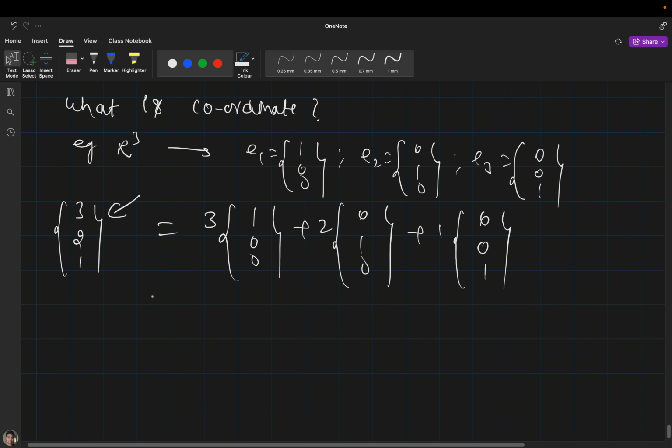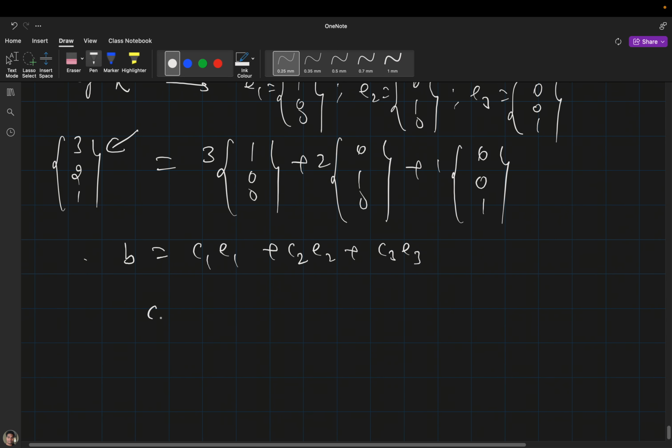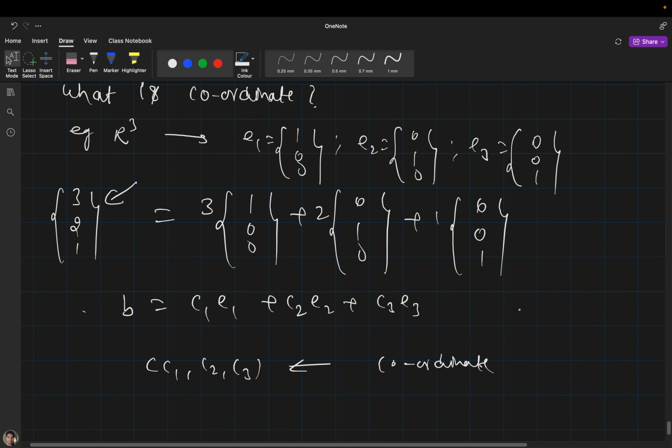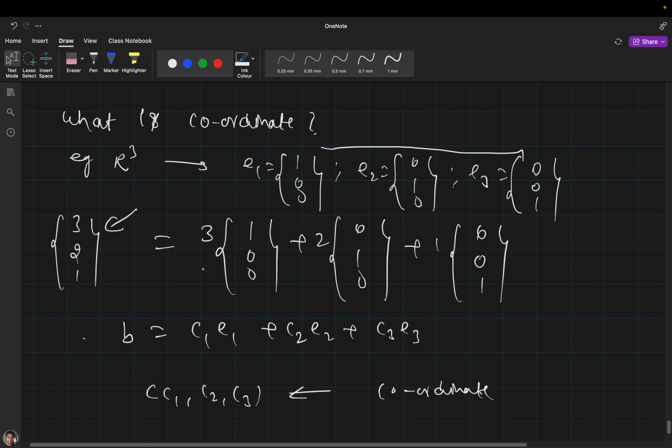So this vector B can be written as C1E1 plus C2E2 and C3E3, and this C1, C2 and C3 is called what? Coordinate. But there is a catch. The catch is this coordinate is only for the basis of this.